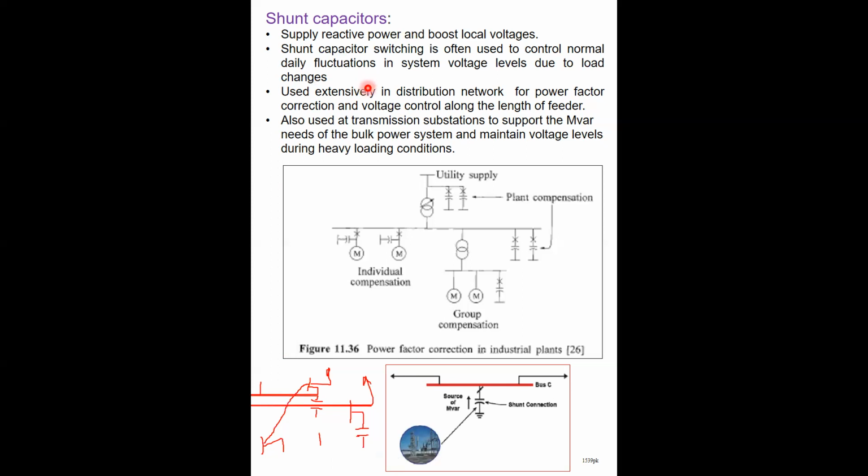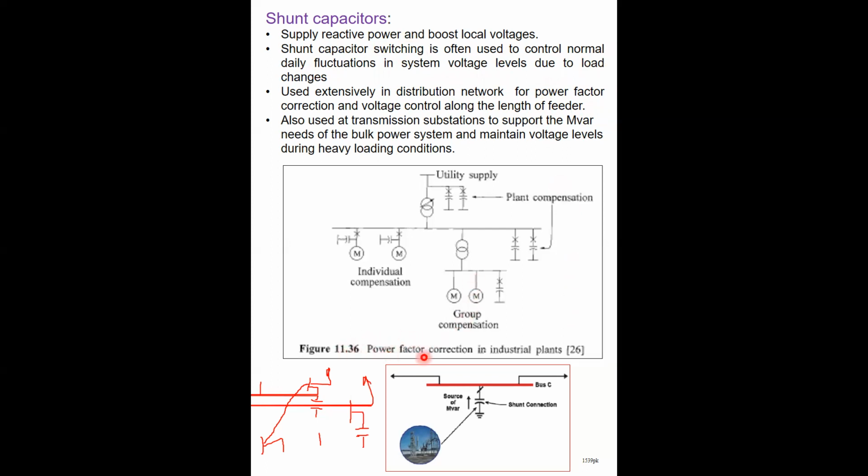And then you can have the use of some capacitors that can be switched, in fact, to control normal daily fluctuations in the system voltage level. Whenever you have load changes resulting in voltage deviation, this capacitor can be switched in. We have them even at the distribution network, and mainly towards power factor improvement.